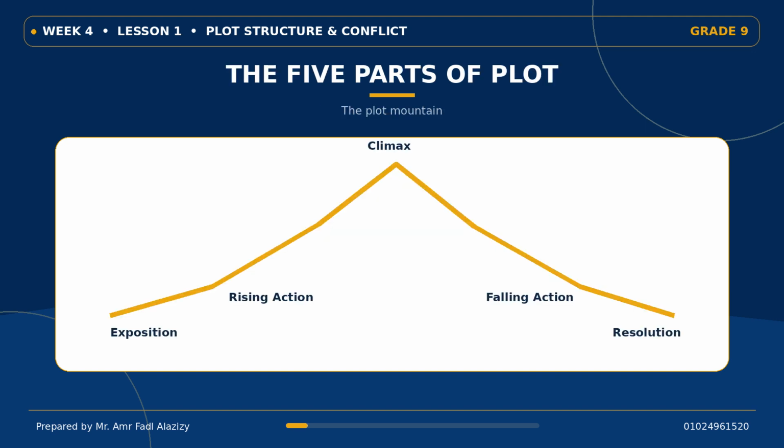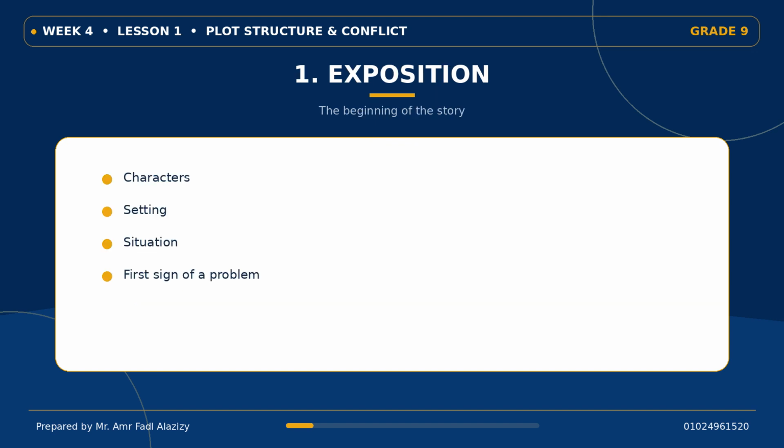Most plots have 5 main parts. They are exposition, rising action, climax, falling action, and resolution. Let us examine each part carefully. The first part is exposition. The exposition is the beginning of the story. It introduces important information such as the characters, the setting, the situation, and sometimes the first sign of a problem.